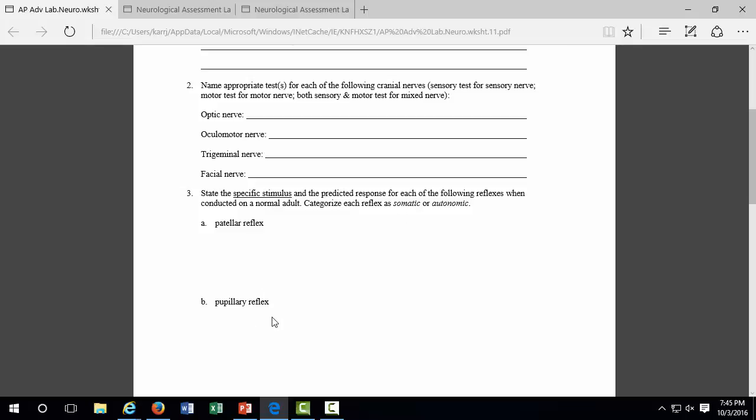The pupillary reflex, what's the stimulus? Shining a light, yep. And then what's the response? Constriction of the pupil, yep. Contraction of the iris, causing constriction of the pupil. And then what type of reflex is that? Autonomic, because remember, autonomic is any organ that is cardiac muscle, smooth muscle, or a gland, the involuntary part of our body. So the iris is smooth muscle. So that's an autonomic reflex.